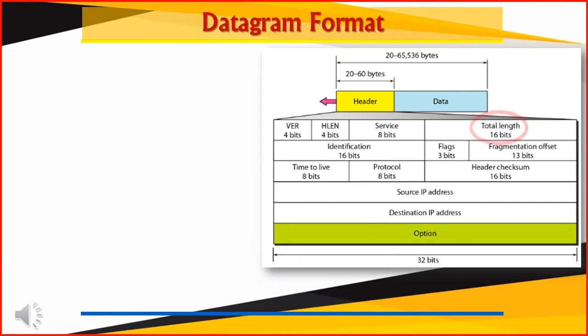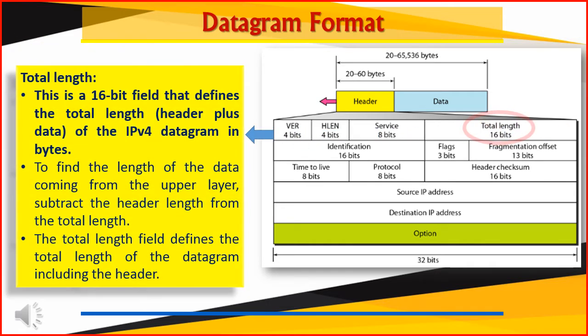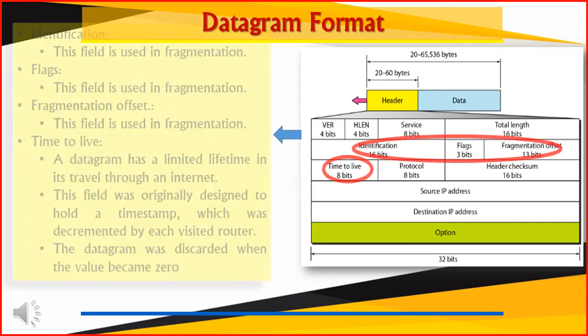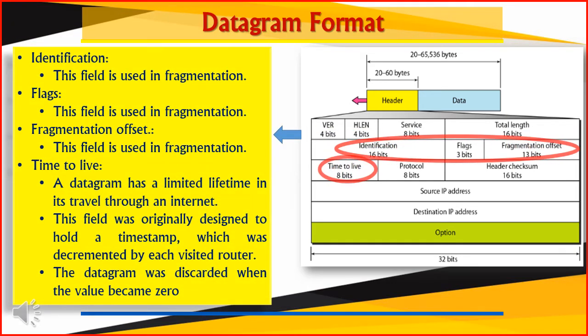The next block is the total length block. This is a 16-bit field that defines the total length, including header and data, of the IPv4 datagram in bytes. To find the length of the data coming from the upper layer, subtract the header length from the total length. The total length field defines the total length of the datagram including the header. Identification, flags and fragmentation offset blocks are the fields used in fragmentation, which we will see in the next slides.